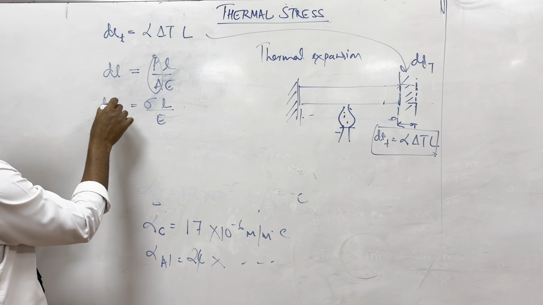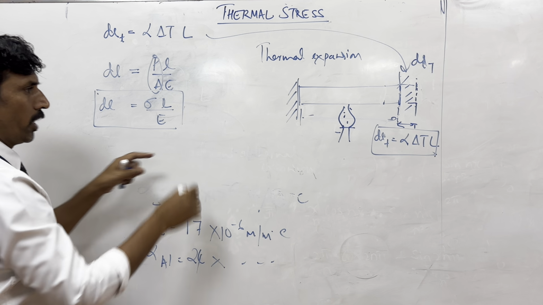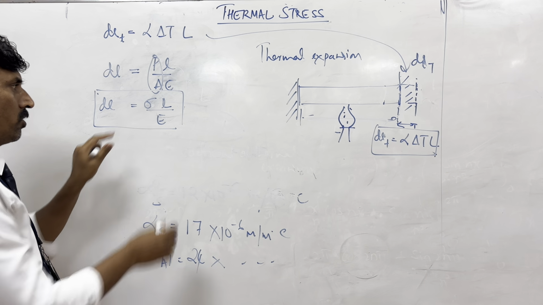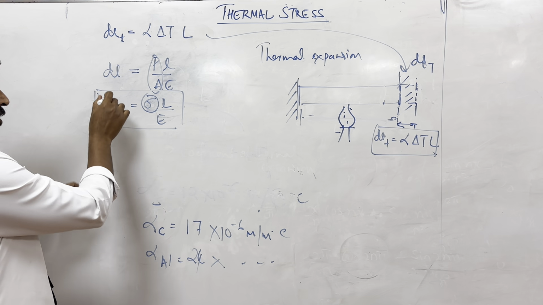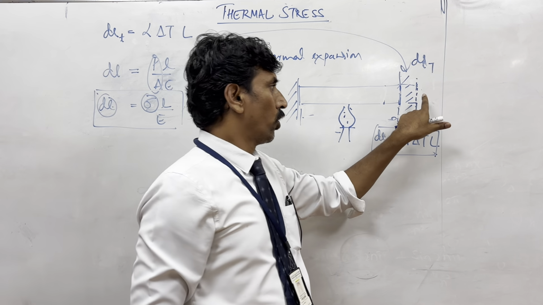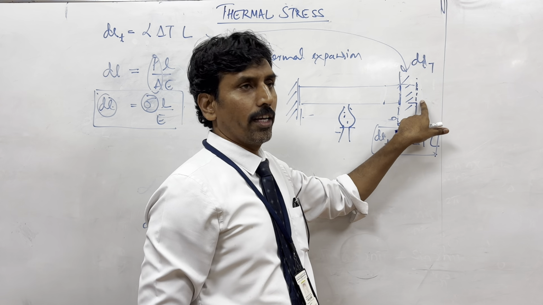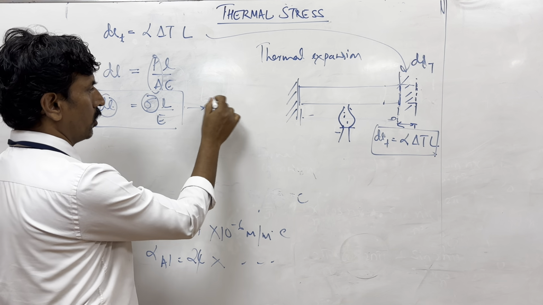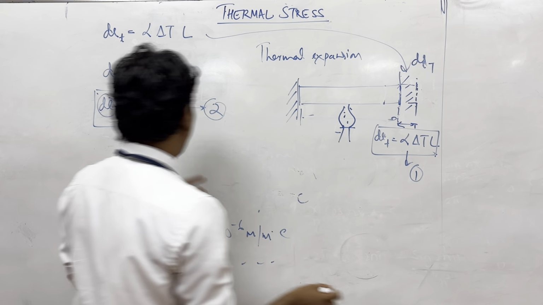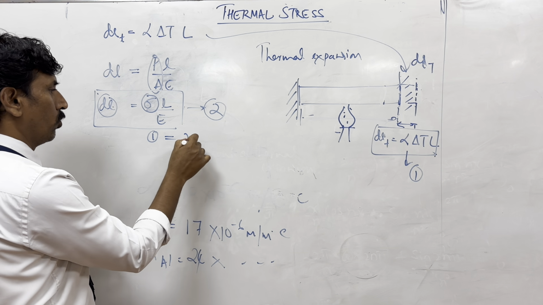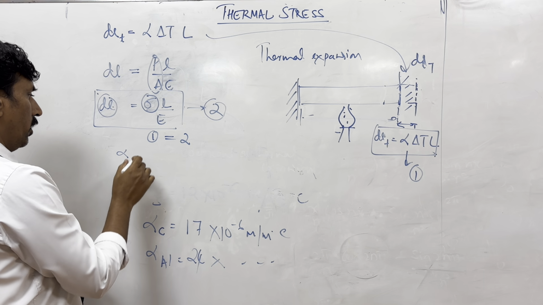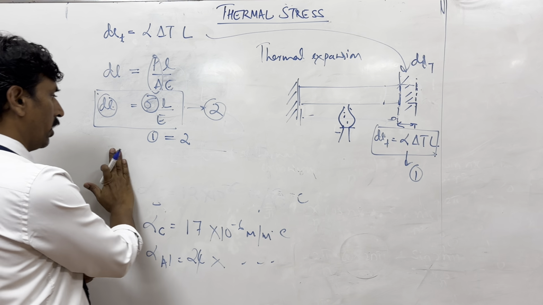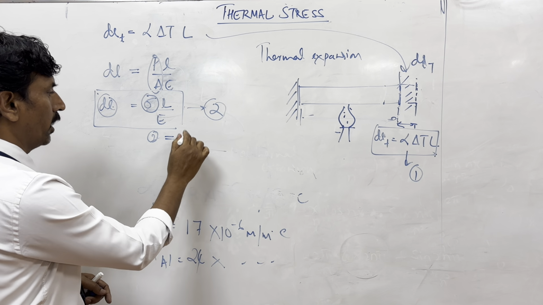Now suppose you are not allowing this to expand, then the amount of stress which is built up is given by sigma for the same dL for which it is not allowed to expand. So you should equate this equation and this equation. If you call this equation 2 and this equation 1, equating 1 and 2, you get alpha into delta T into L equal to sigma, or otherwise you can equate 2 and 1. You can write that equation first.